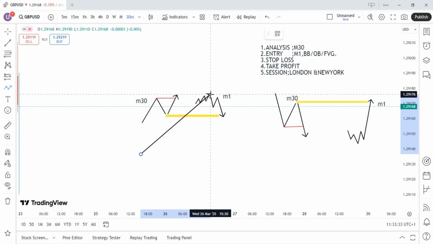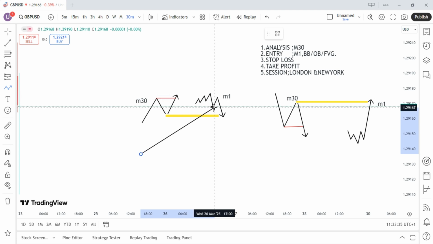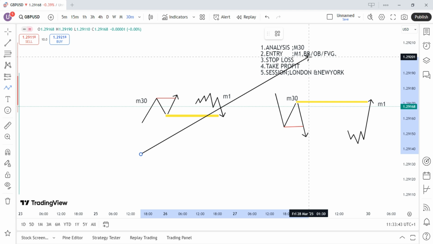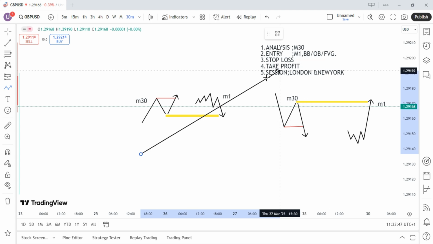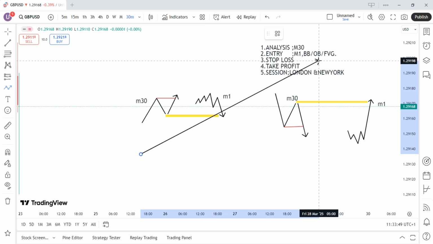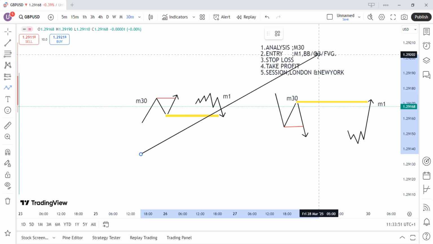Once there is a shift in market structure like this from bullish to bearish, I'll wait for price to go back to either your breaker block. We are talking about entry now. Breaker block, let price move down to breaker block, or order block, let price move down to order block, or fair value gap. So these are three places you can take your sell position.